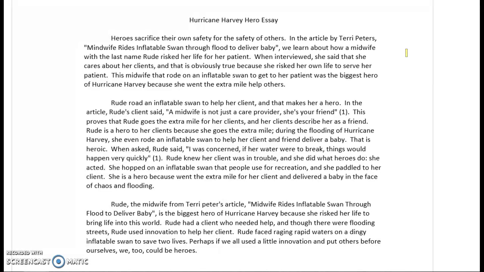This person decided the biggest hero of Hurricane Harvey was the midwife from the article about the midwife that rode an inflatable swan. They said that she was the biggest hero of Hurricane Harvey. And they wrote 3 paragraphs around it. Sure, this person made some mistakes, but they actually planned their essay pretty well. They argue in an organized way.